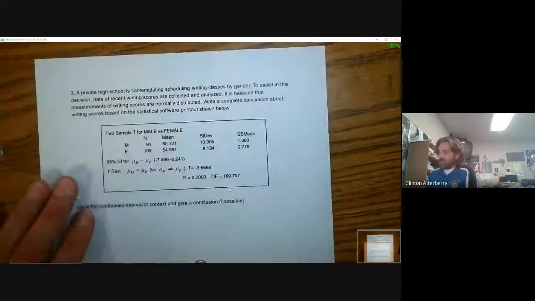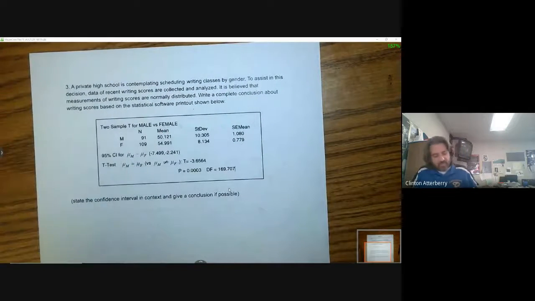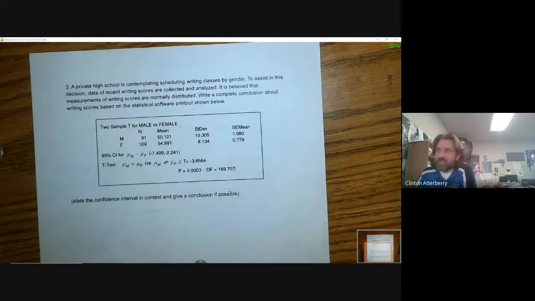Last question is all about how to read a printout like this and understand what it's asking. Let's read that question. A private high school is contemplating scheduling writing classes by gender. To assist in this decision, data of recent writing scores are collected and analyzed. It is believed that measurements of writing scores are normally distributed. Write a complete conclusion about writing scores based on the statistical software printout shown below.